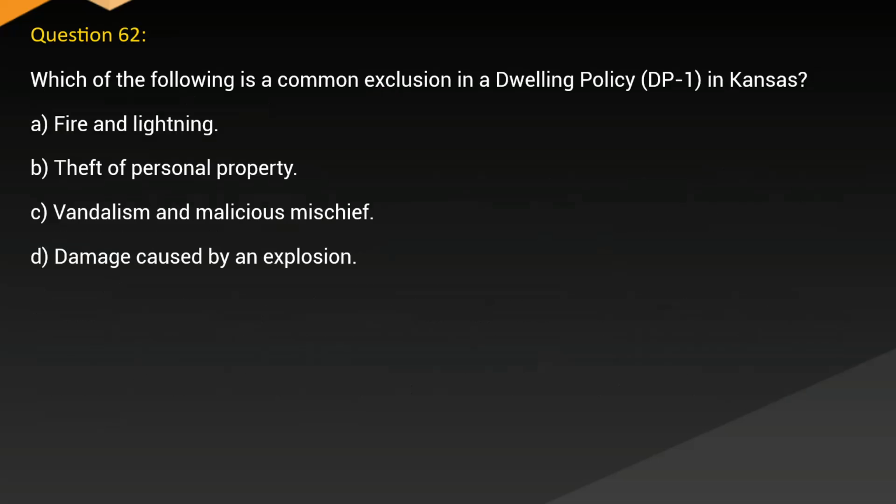Question 62. Which of the following is a common exclusion in a D1 dwelling policy in Kansas? A. Fire and lightning. B. Theft of personal property. C. Vandalism and malicious mischief. D. Damage caused by an explosion.